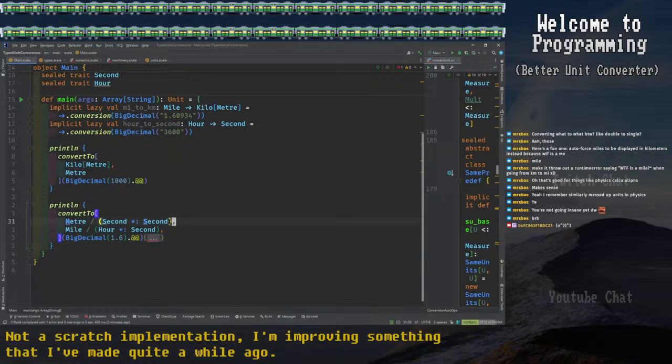Let's do a simpler example then, just to avoid crowding the thing. Let's convert meters to miles. 1,600 meters to miles. Can it find that? Why does it keep going around in circles?